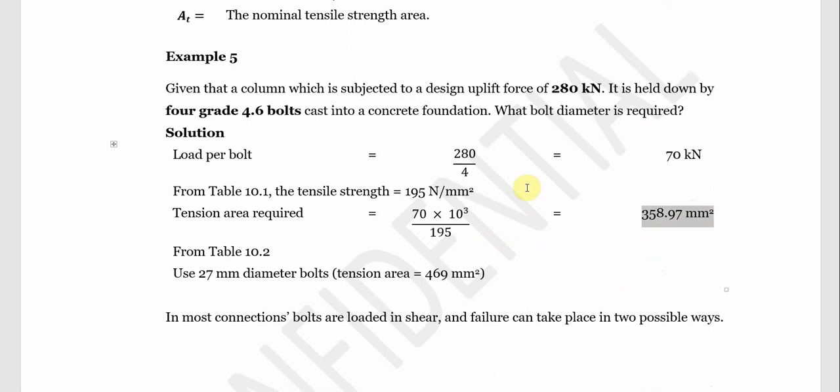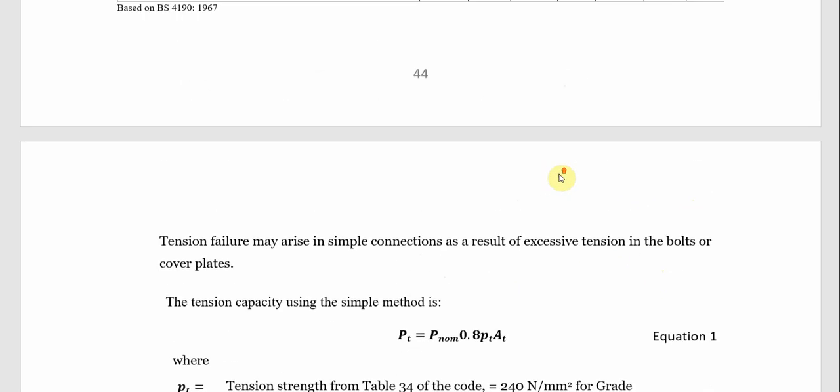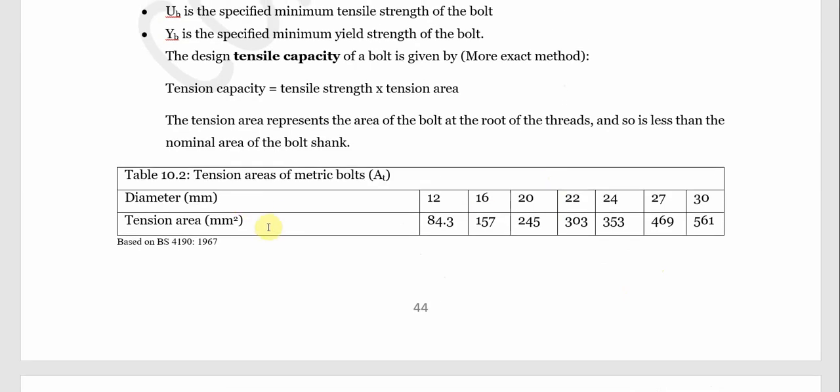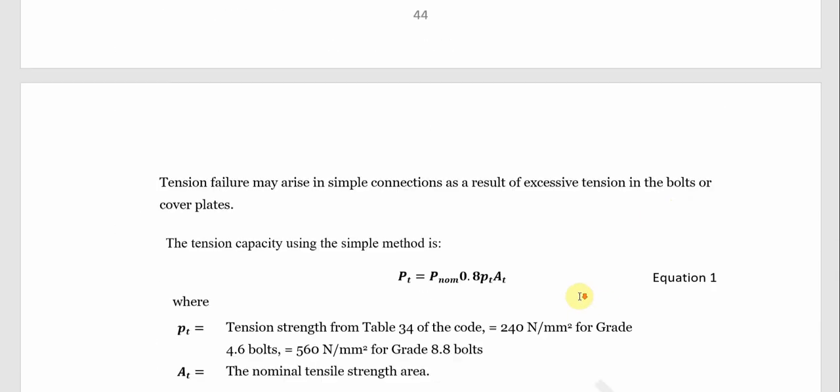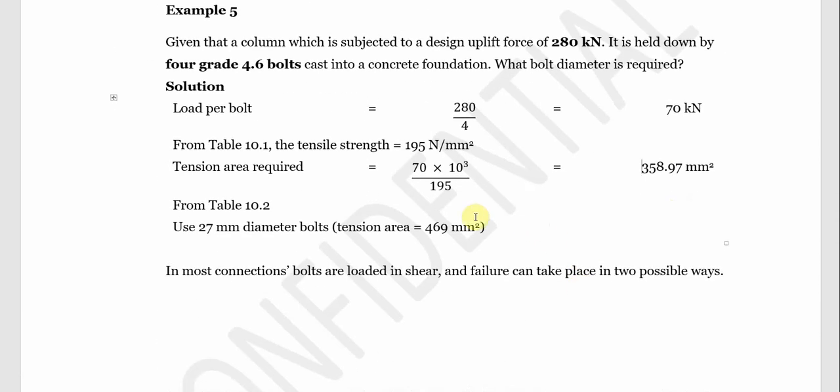Now what we are going to do is go and look at the bolts that will be able to withstand this particular tension area from table 10.2. Now this table, you can see the area that each bolt can withstand. This 16 mm can withstand this, 20 can withstand this, 22 can withstand this, 24 can withstand 353, while 27 can withstand 469 millimeters square. However, ours is 358.97.